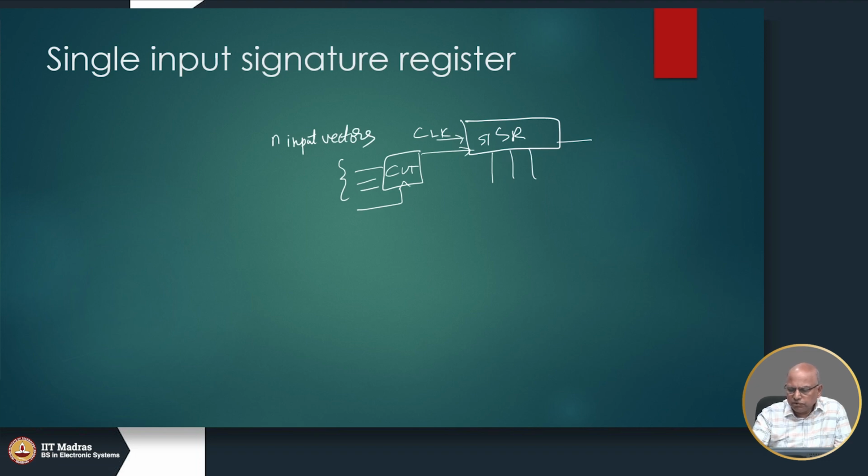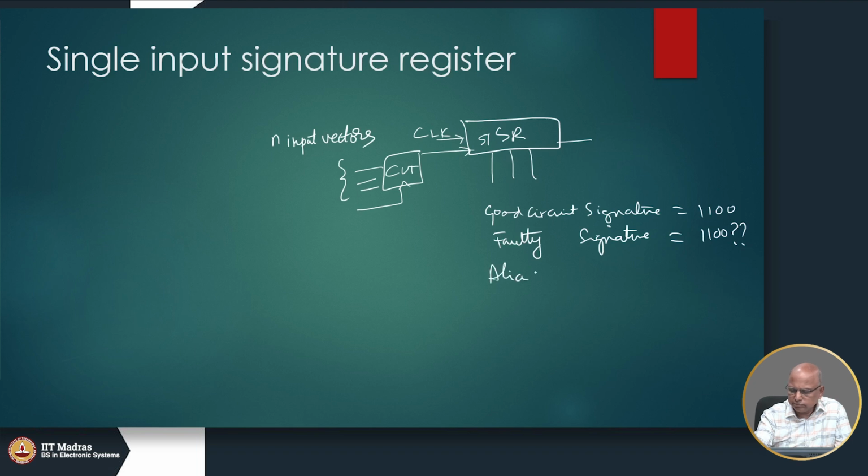Then when we stop after n vectors, the good circuit leaves behind, let us say, 1100, and the faulty circuit signature is also 1100. Okay. So if that happens, we say there is an aliasing.